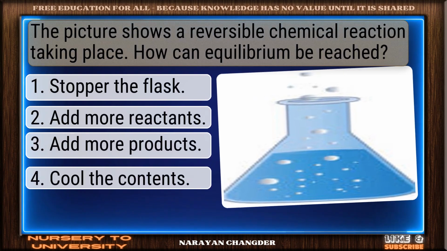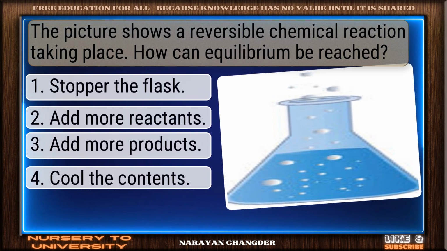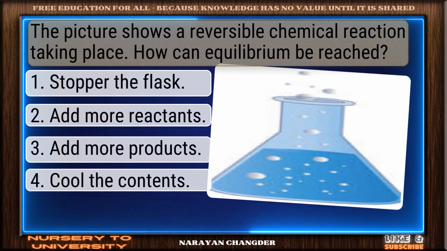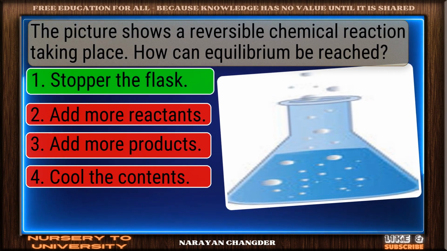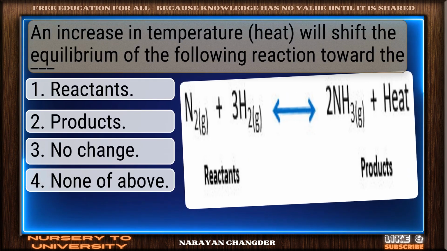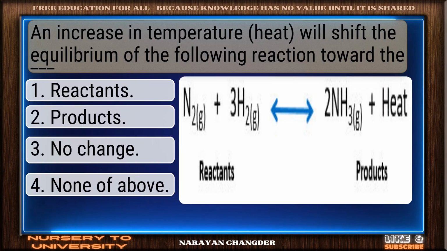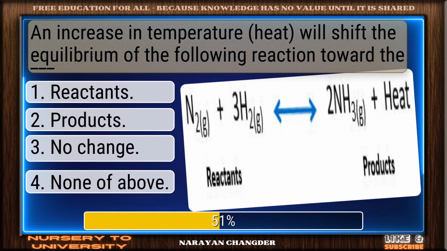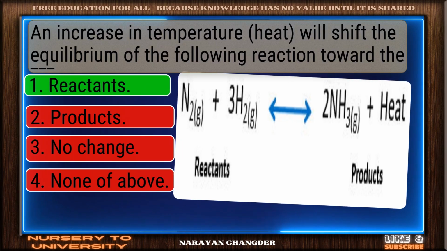The picture shows a reversible chemical reaction taking place. How can equilibrium be reached? Exactly. Stopping the flask makes sense, and it is the right choice. An increase in temperature will shift the equilibrium of the following reaction toward the dash. Good job. Reactants works well here.